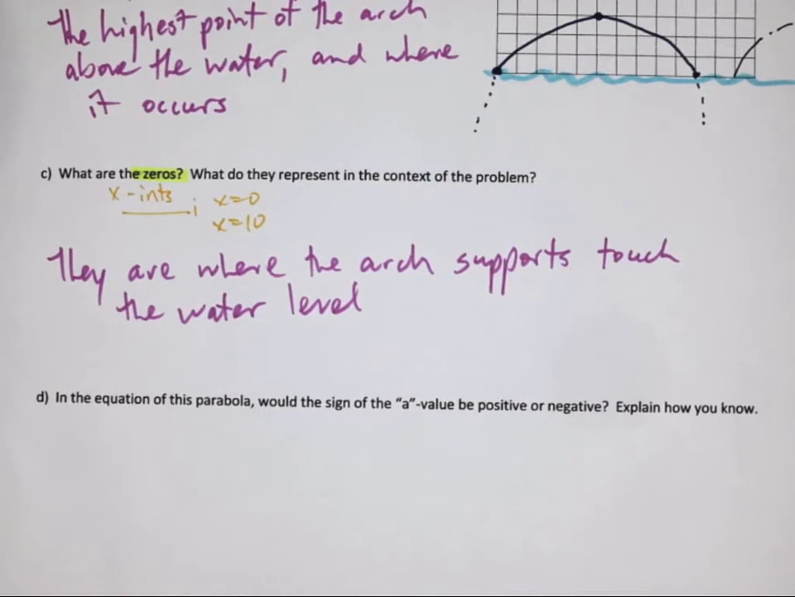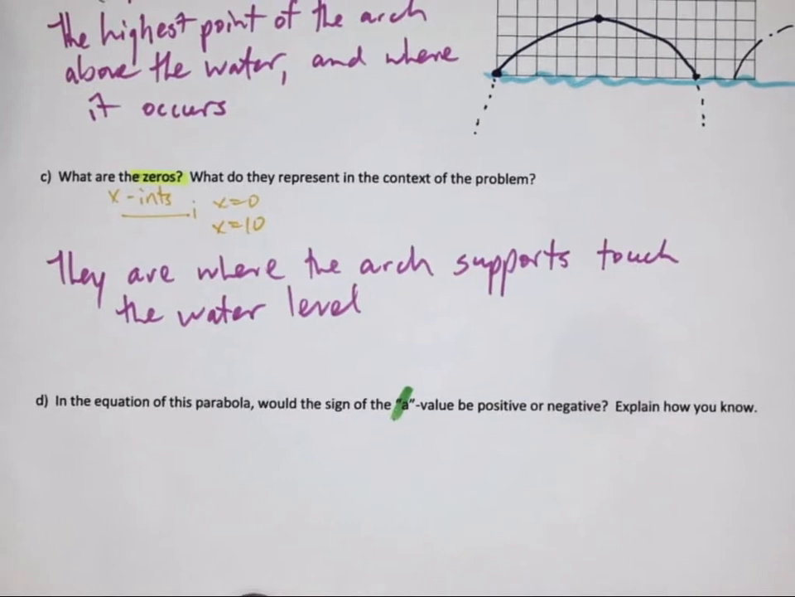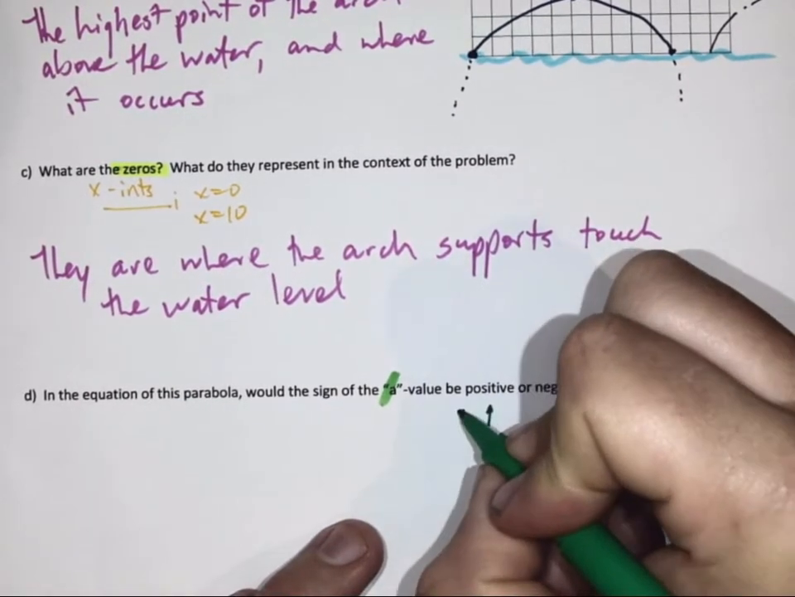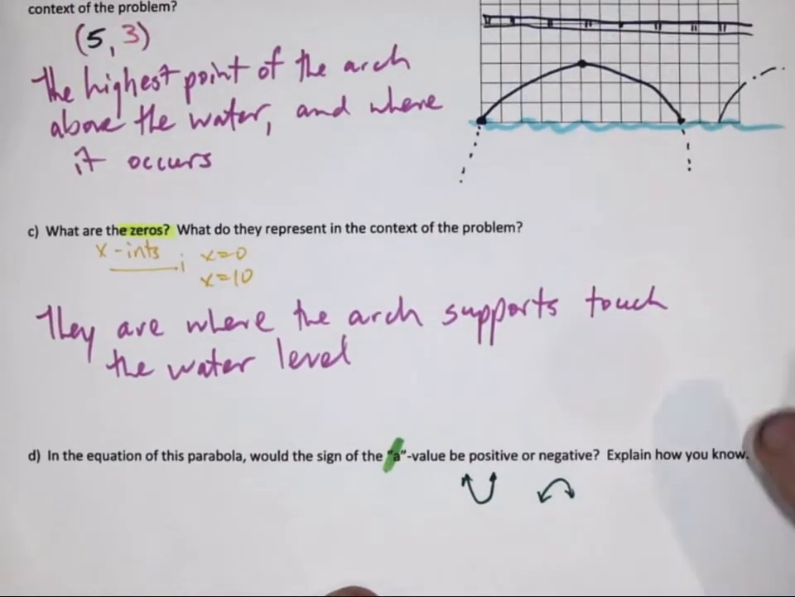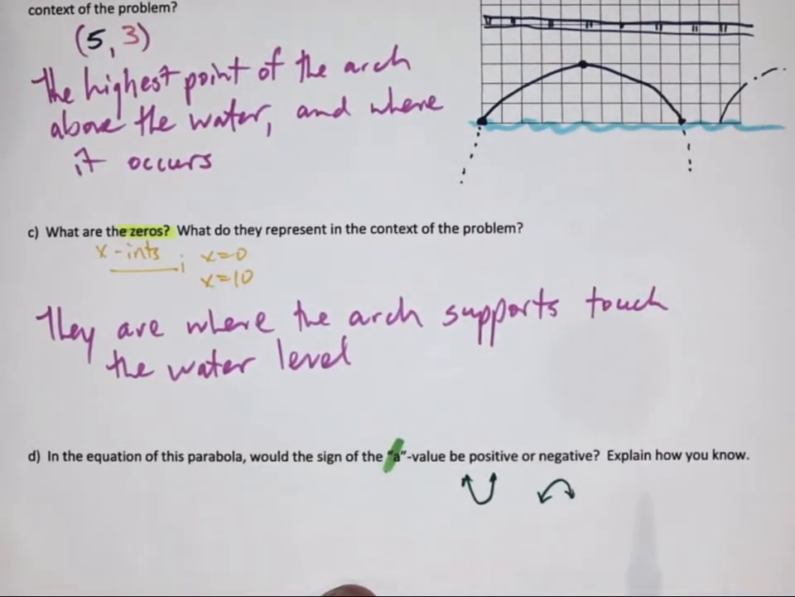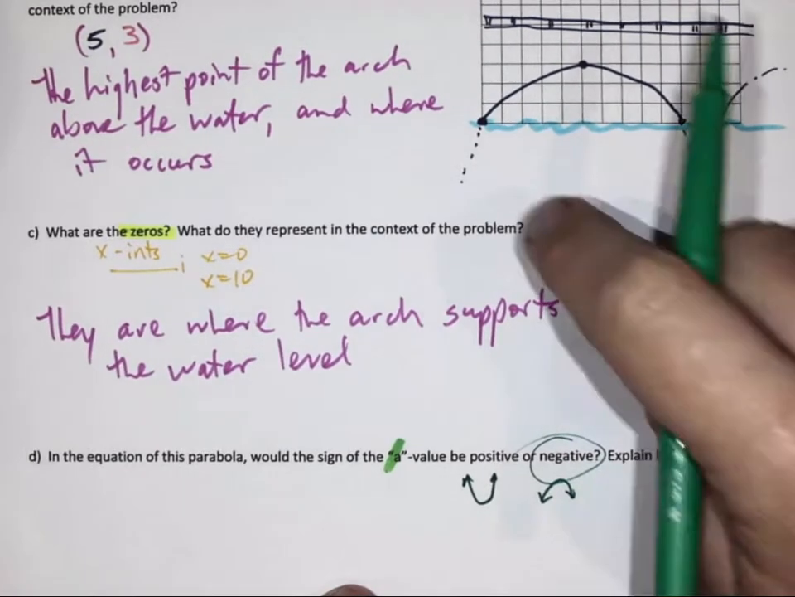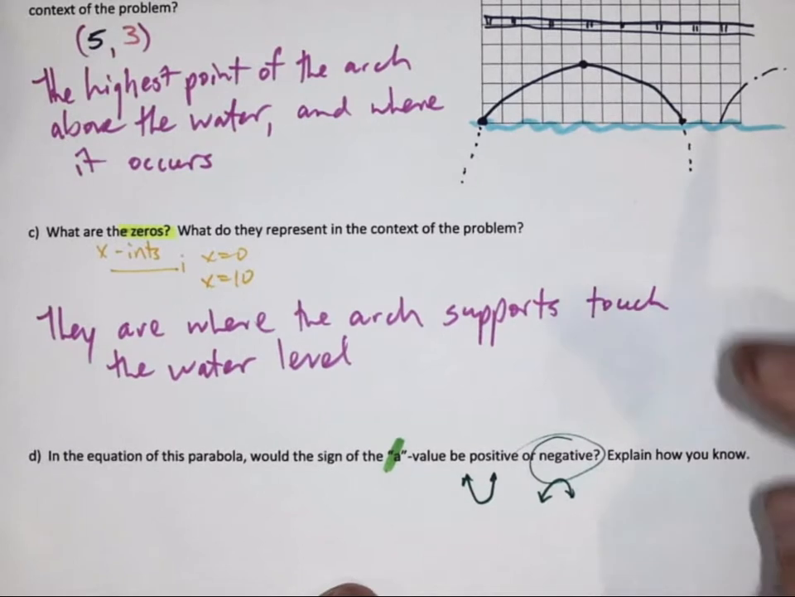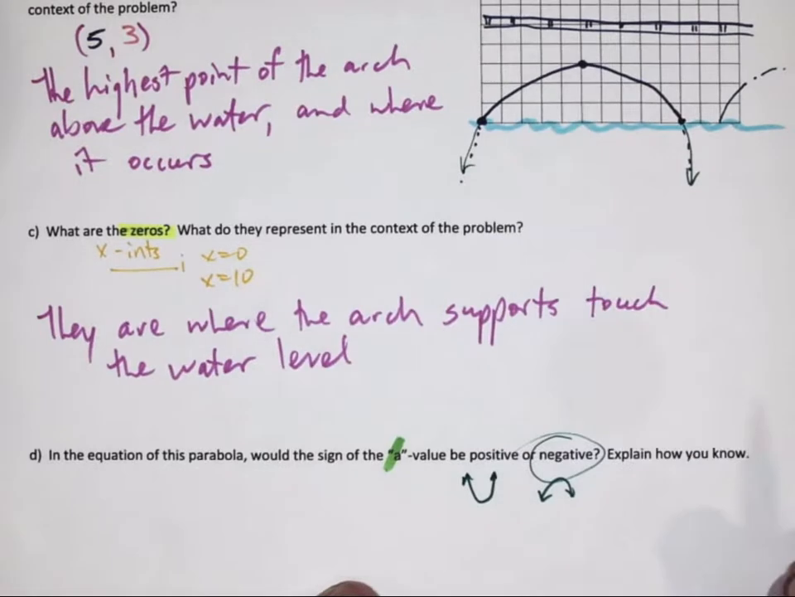Now specifically in this one, the equation of this parabola, would the sign of A be positive or negative? So when we come back, we remember that an A value, if it's positive, the parabola opens up. If it's negative, a parabola opens down. So what do you think the A value of this curve, being a parabola, actually is? I would probably say it's negative. How do you know? Because the arch is over top. There's a maximum height, and it opens down.